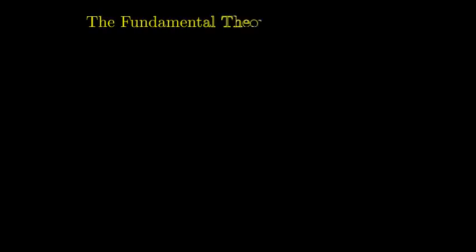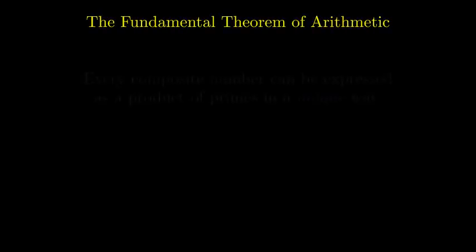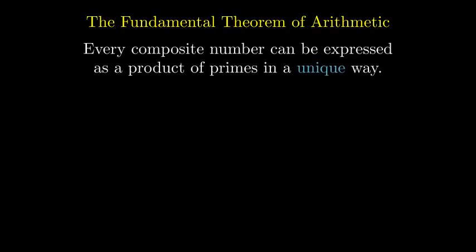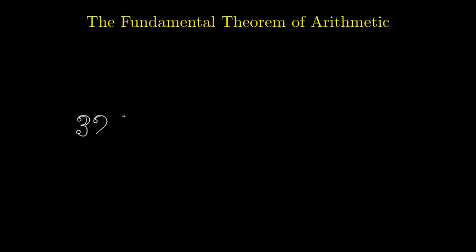The fundamental theorem of arithmetic states that every composite number can be expressed as a product of prime numbers, and this factorization is always unique, regardless of the order of the factors. Let us understand this with an example.